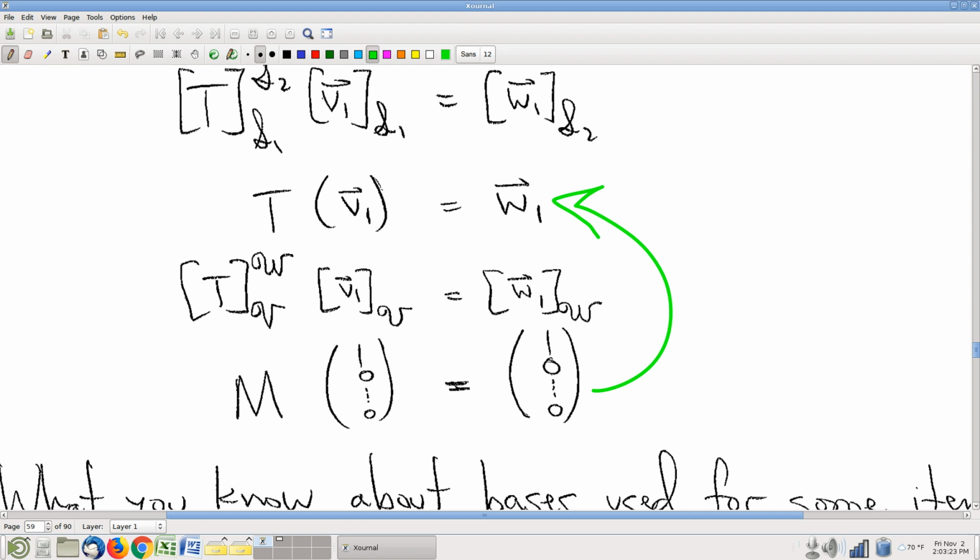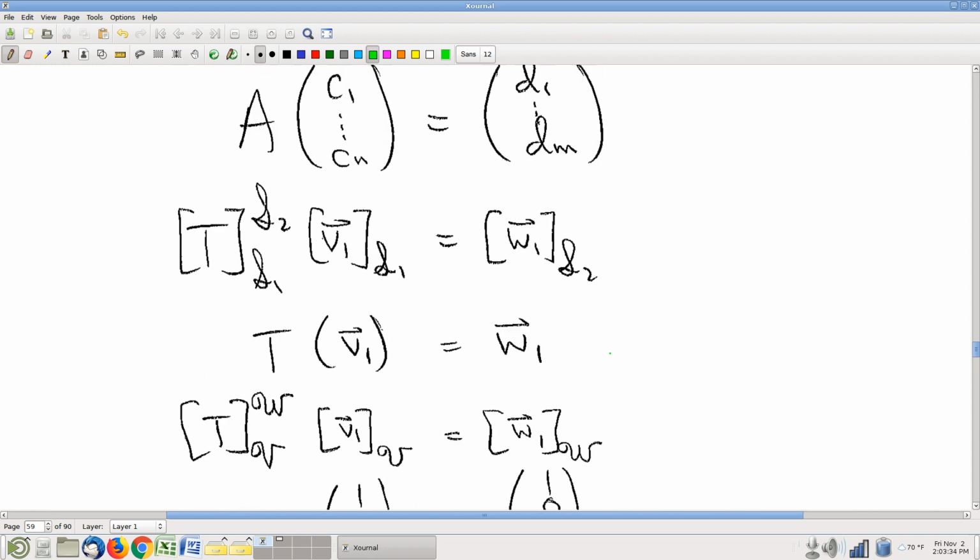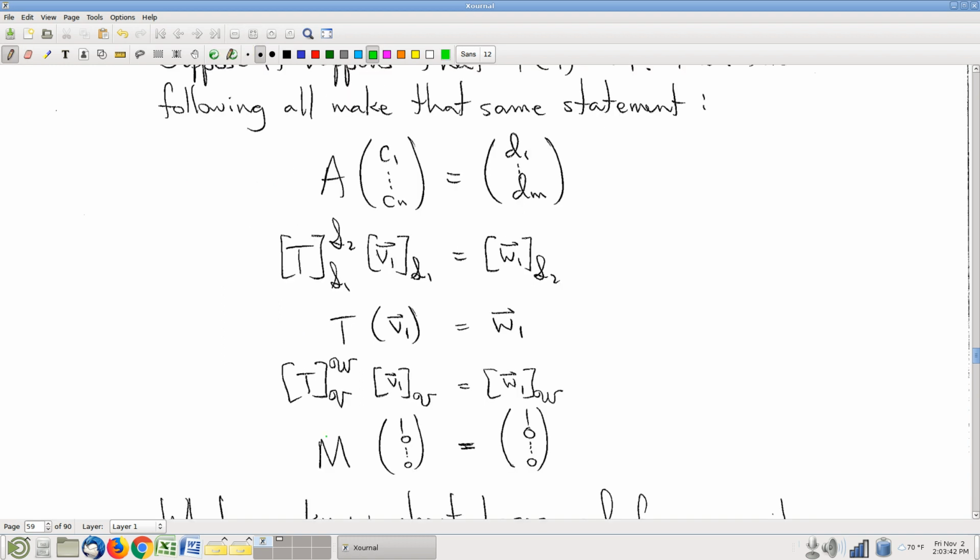The equation, what you know about one of the participants in the equation tells you how you should be interpreting the other participants in that equation. And then proceeding along, we're trying to figure out how that equation relates to that equation. We know M relates to T. How does T relate to A? In what way is A representing the T matrix?